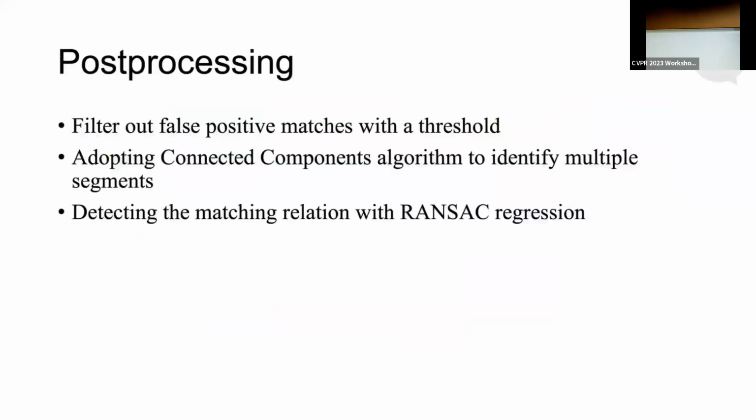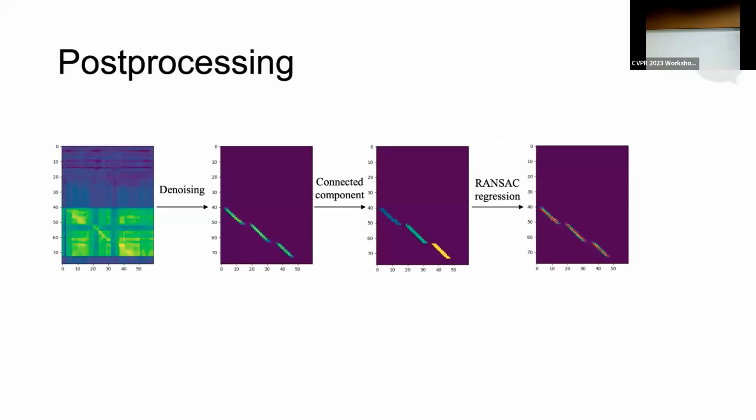After obtaining a matching relationship matrix, post-processing is required before submitting the final result. The post-processing includes: 1. Using a filter threshold to remove false positive matches. 2. Identifying multiple detections with the connected components algorithm. 3. Detecting the matching relation with RANSAC regression.